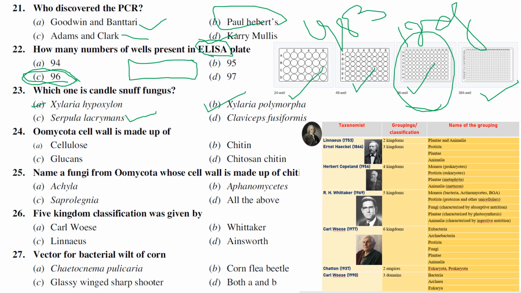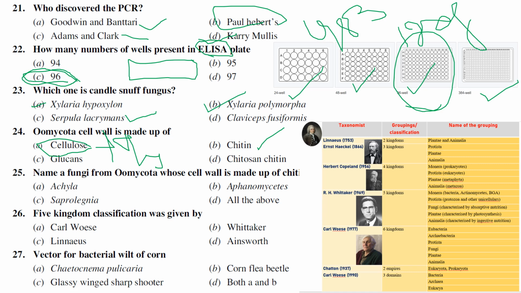And Oomycetes cell wall is made up of, generally fungal cell wall is made up of chitin, whereas Oomycetes cell wall is made up of cellulose plus hydroxyproline. A little amount of hydroxyproline is also present. So chitin means fungi, glucans, chitin and little amount of glucans are generally present. But Oomycota cell wall is actually made up of cellulose plus a little amount of hydroxyproline. Chitosan and chitin, I think yeast cell wall is made up of chitosan and chitin.